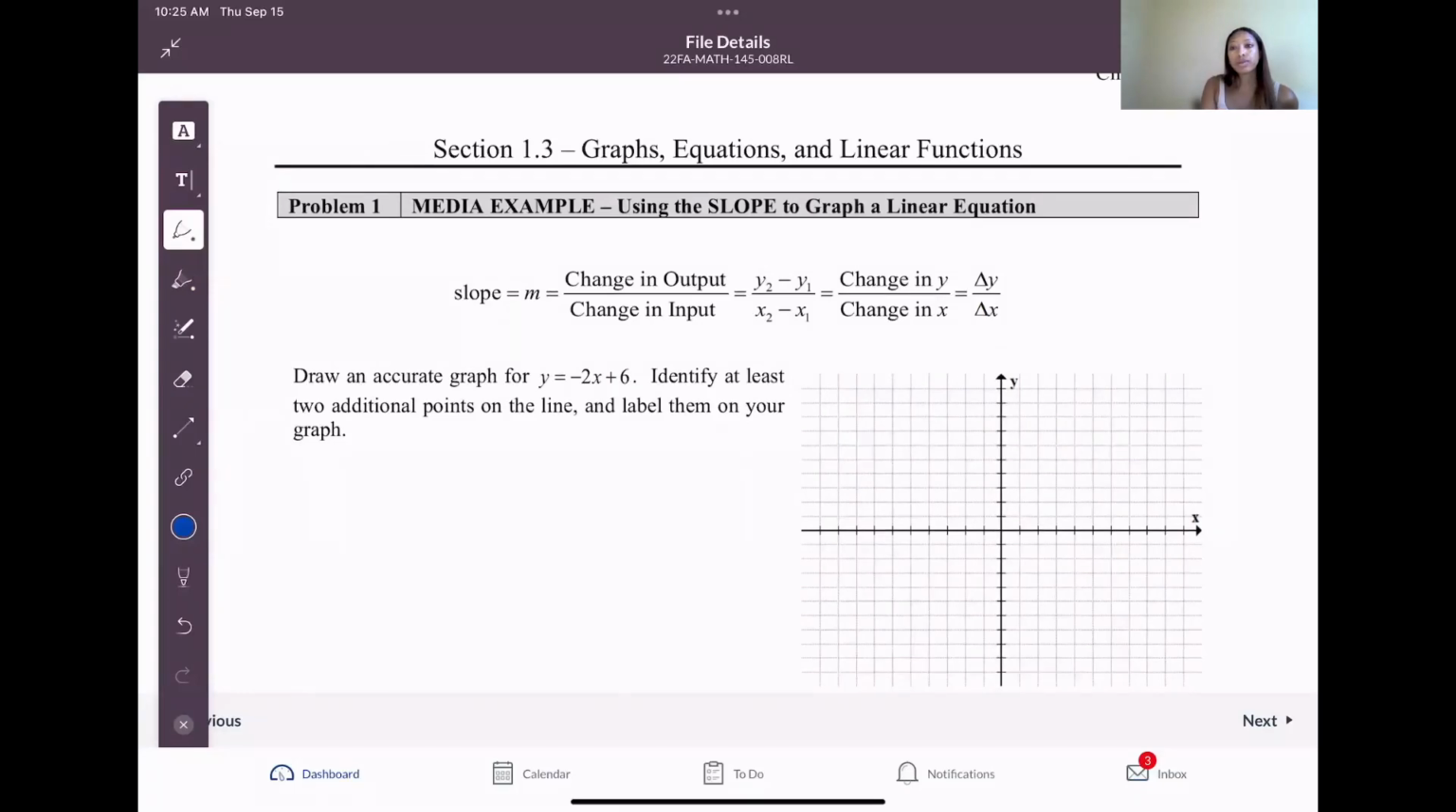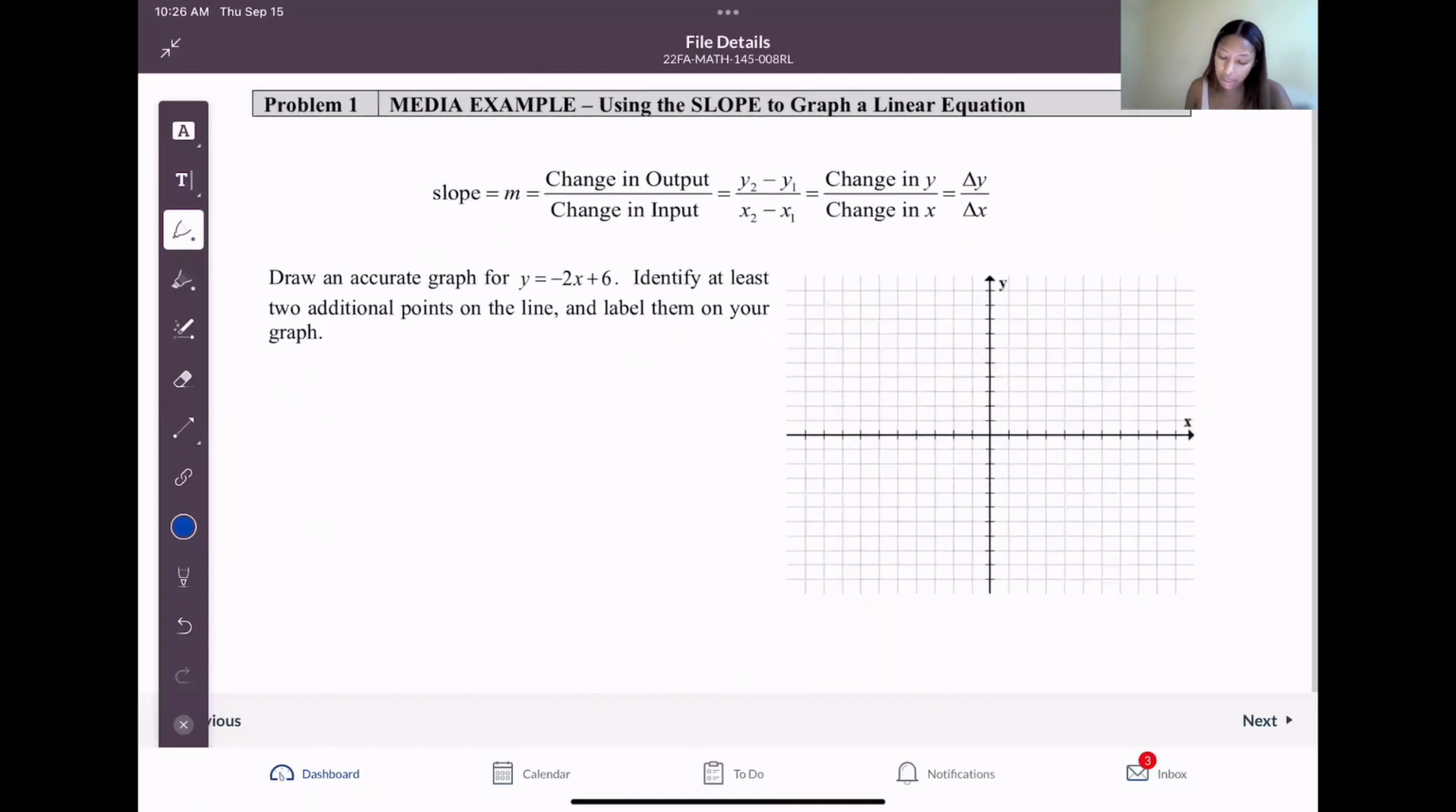In section 1.3, we're talking about the same things, linear equations, looking at the graph, looking at the slope, which is the average rate of change, and we're just doing more practice with graphing and modeling with lines, okay? Problem 1 is a media example.